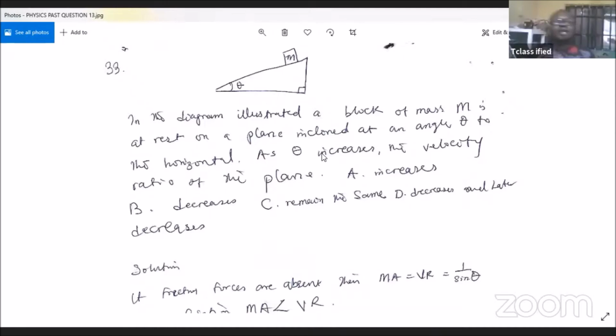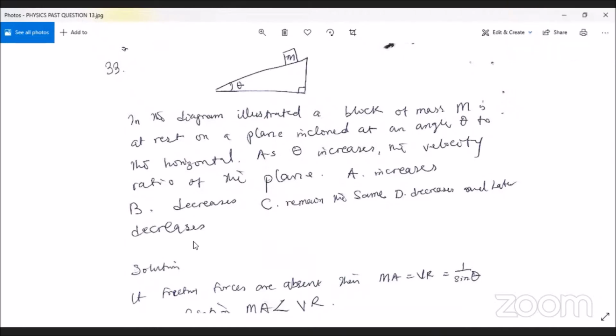Okay. In the diagram illustrated, a block of mass M is at rest on a plane inclined at an angle theta to the horizontal. As theta increases, the velocity ratio of the plane does what? A increases, B decreases, C remains the same, D decreases, and letter E increases. Please, this is a mistake.